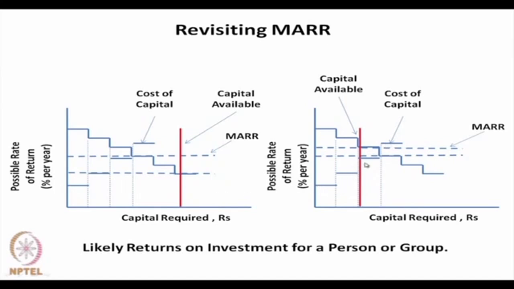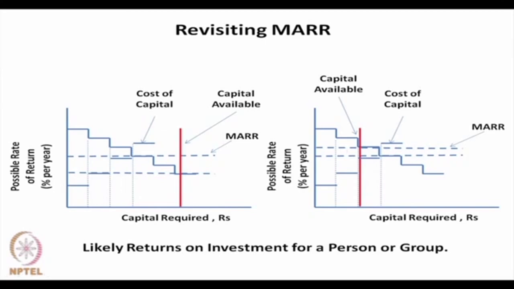From the cost of capital point of view, he could have taken even project 3, but he does not have sufficient capital with him. He does not want to take more than this. So, in this case, this would be the MARR. From cost of capital point of view, this would have been the MARR. The higher of the two is the minimum attractive rate of return for this investor.